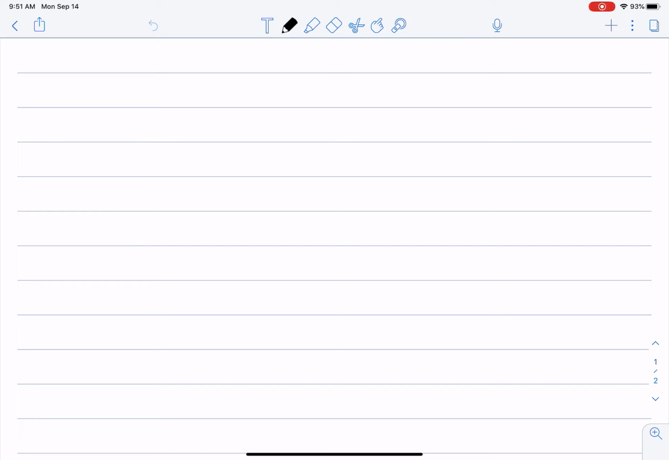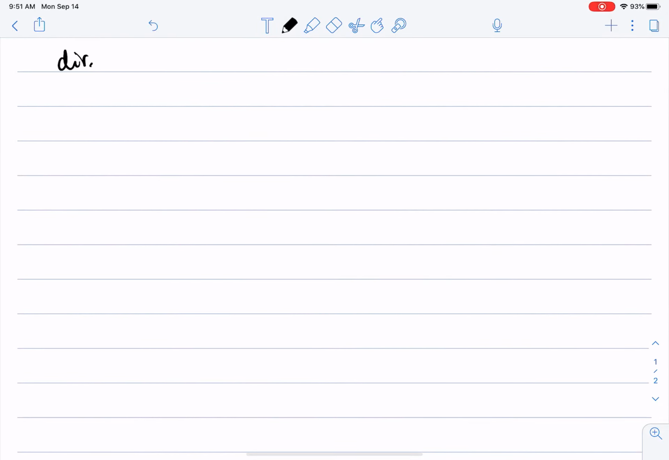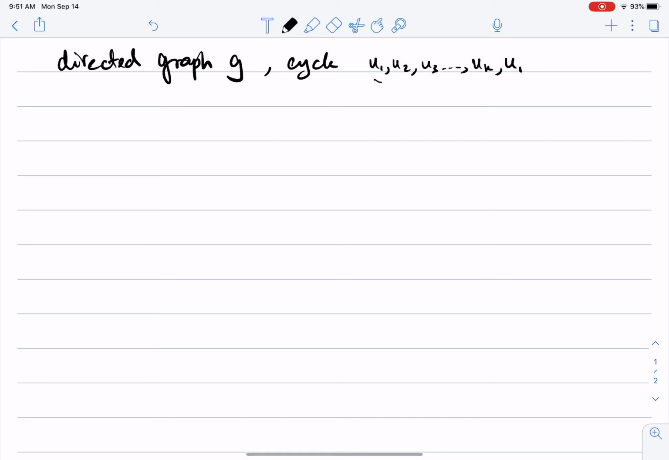The last concepts I want to talk about in terms of applications of DFS are the notions of acyclicity and topological sort. Okay, so I remind you what a cycle in a graph is. If you give me a directed graph G, a cycle is basically a set of nodes U1, U2, U3, ..., UK, U1, such that we have an edge from U1 to U2, U2 to U3, U3 to U4, all the way to UK to U1.